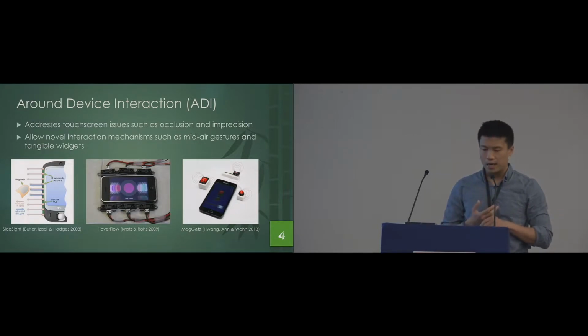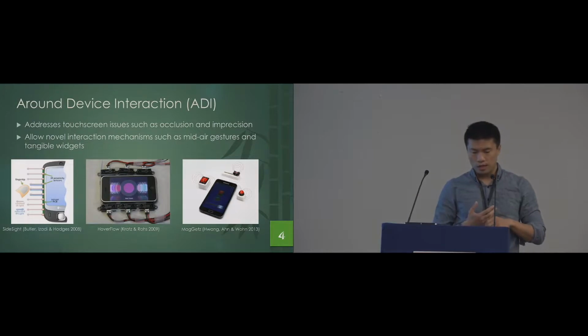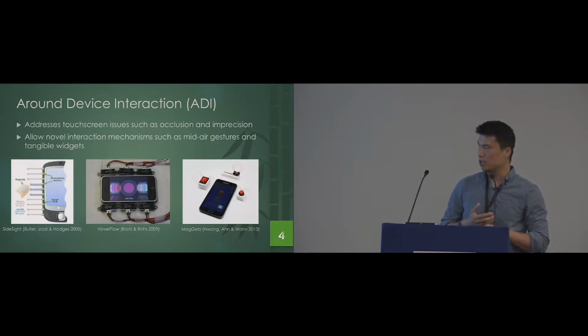The other line of work that inspired our work is the around device interaction. Most of the time, these interactions are used to address touchscreen problems, issues such as occlusion problems or imprecision problems. But at the same time, they also allow us to have some novel interactivities, such as around device or mid-air gestures. Here are some works where the user can use the side of the device, on top of the device, or use widgets that can be anywhere around the device to control the interface on the display.